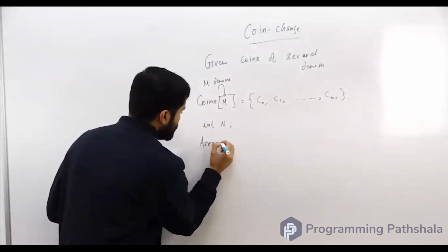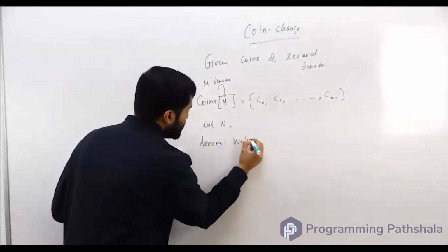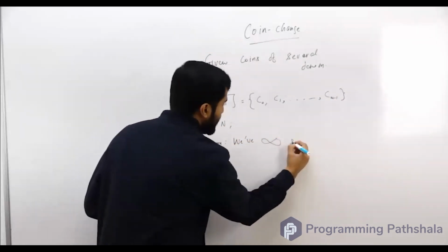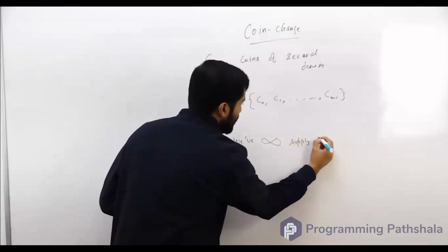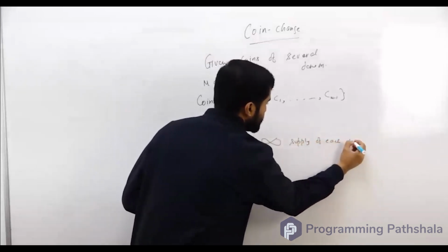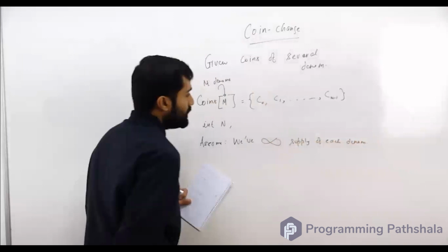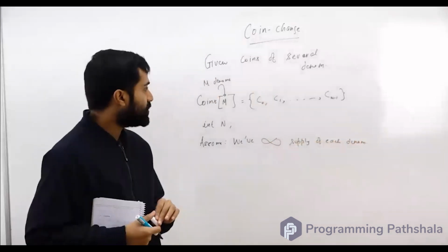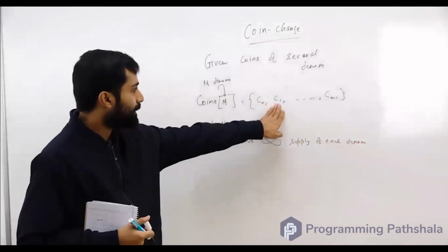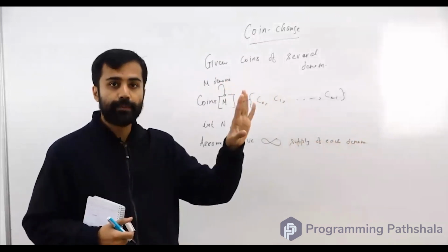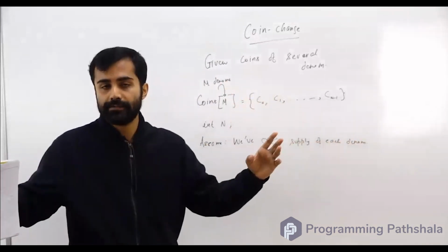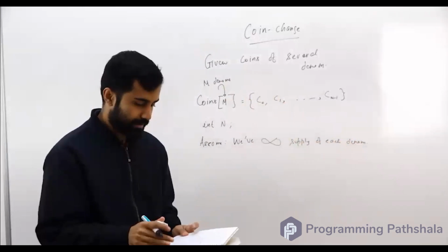Now you can assume one thing. You can assume that we have infinite supply of each denomination. When I say infinite supply of each denomination, let's say there is a denomination of 3 rupee coin, then there are infinite coins of 3 rupee. You can assume that.